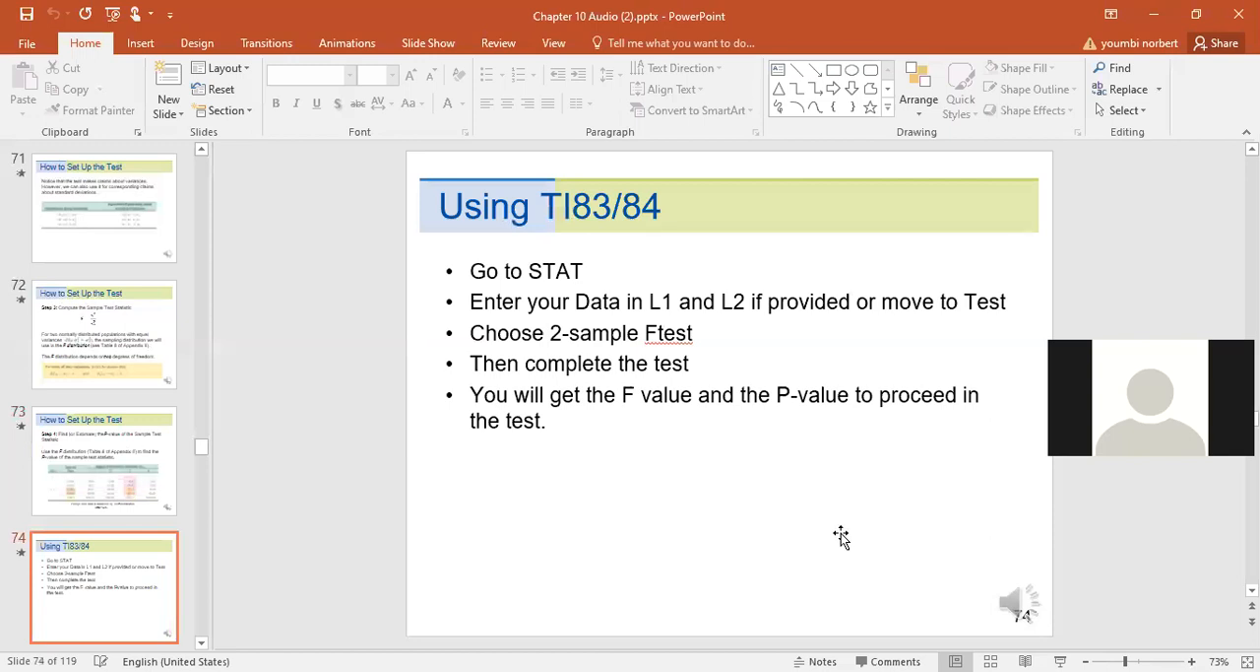So the test for comparing two variants using a TI-83 calculator, I don't think all calculators can do it, but I believe Excel can do it. So you will go to start, enter the values in L1 and L2, and then choose two sample F tests and complete the test. Let me look at what Excel does.